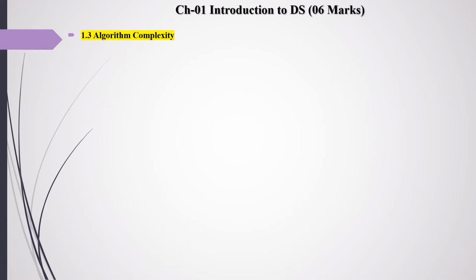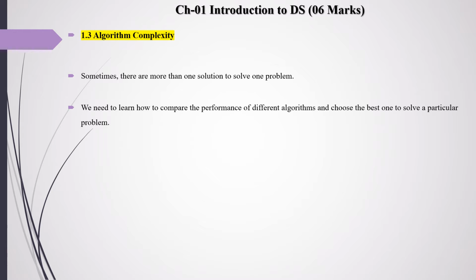Next we see algorithm complexity. So sometimes there are more than one solution to solve one problem. We need to learn how to compare the performance of different algorithms and choose the better one to solve a particular problem. So many times one problem has many solutions, but we select the best solution. That solution is found by using some complexity, and there are two types of complexity: time complexity and space complexity. We see the time complexity and space complexity in the next some slides.